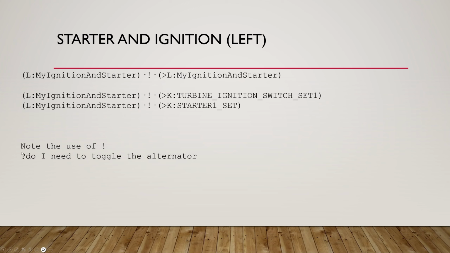When I looked in the behavior section, it also did toggle the alternator at the same time, but I don't seem to need to do that. I put a marker here to remind myself to check it, but it seems to work without doing any work on the alternator, so I'm leaving it as it is at the moment. So that's the left-hand button going to toggle between the starter and the ignition.